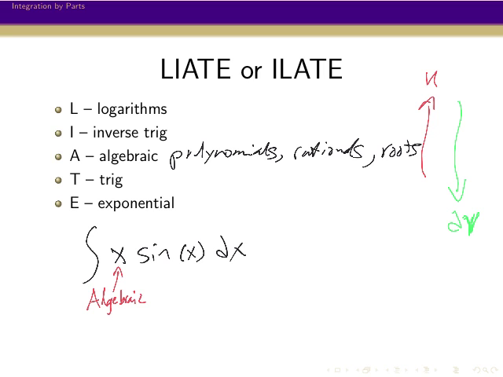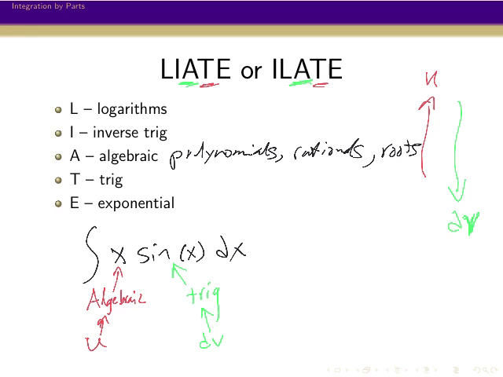And the sine of x, that's a trig function. And so looking at here, A is coming before T. And so that means that we want x, our algebraic function, that's going to be our u. And sine of x, our T, our trig function, that's going to be our dv. And if you go back, this is our choice of u and dv that worked out nicely.